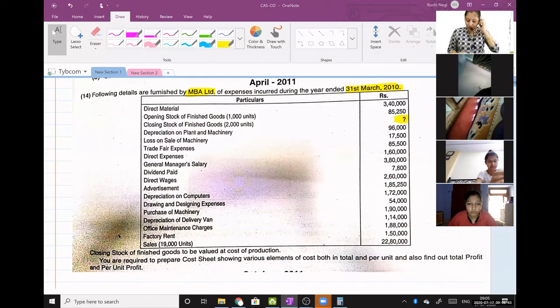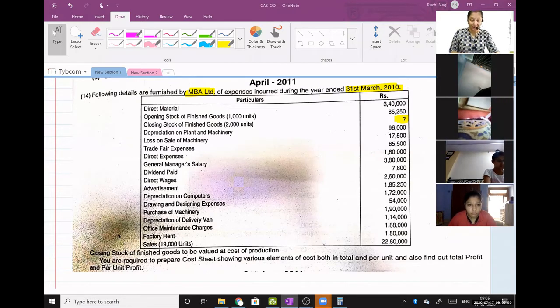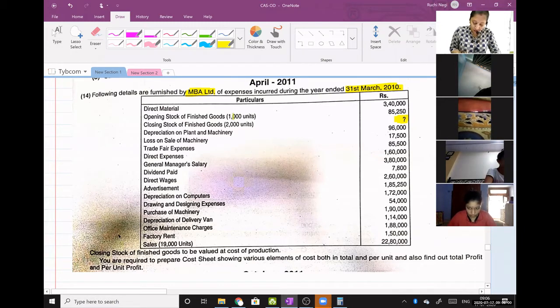Following details are furnished by MBA Limited of expenses incurred during the year ended 31st March 2010. Direct material 3,40,000. That is the first item in my direct cost. Opening stock of finished goods, 1,000 units. Units given now means you have to make the CPU column.